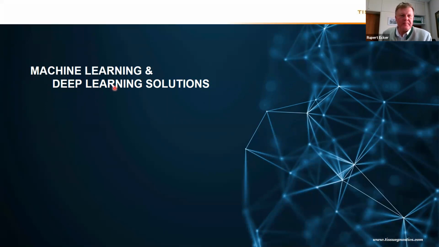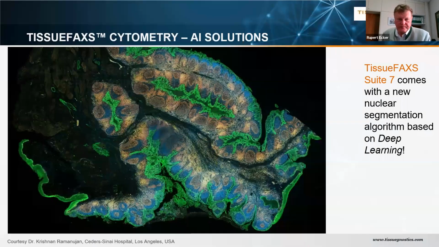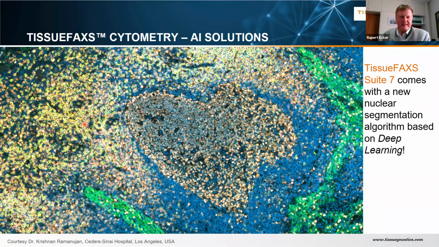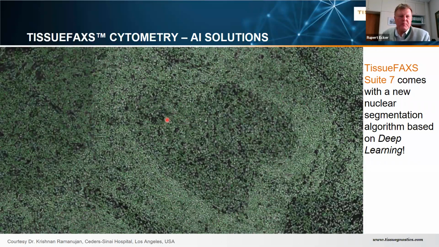So this new algorithm is based on deep learning. We see here an example of lymphatic tissue. When we zoom in, we see here the high density of single cells, of lymphatic cells. This is the nuclear marker only. And here we see that the new deep learning nuclear segmentation algorithm gives an unprecedented accuracy in finding single cells, even in areas with high concentration, high cellular density.